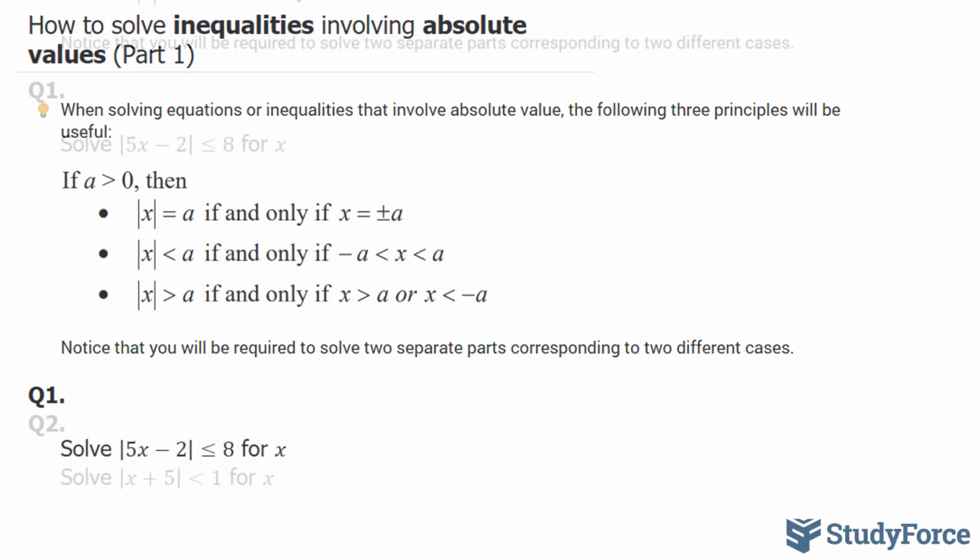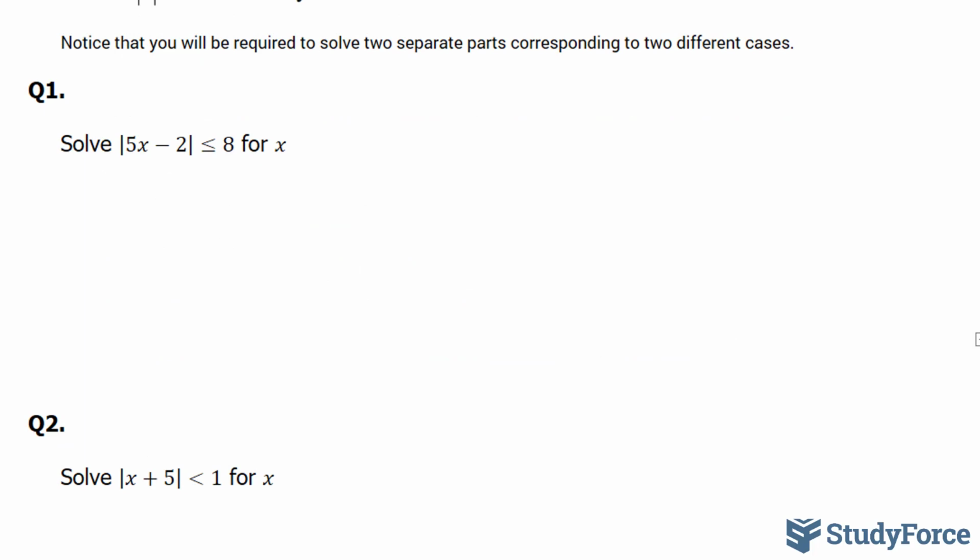Let's start with question number 1. Question number 1 states, solve the absolute value of 5x minus 2 is less than or equal to 8. If you run into a situation like this, you want to break down your expression like so. Negative 8 is less than or equal to 5x minus 2 is less than or equal to positive 8. Next, what we'll do is concentrate on this side and solve for x when you have this expression, and solve for x when you have this expression.